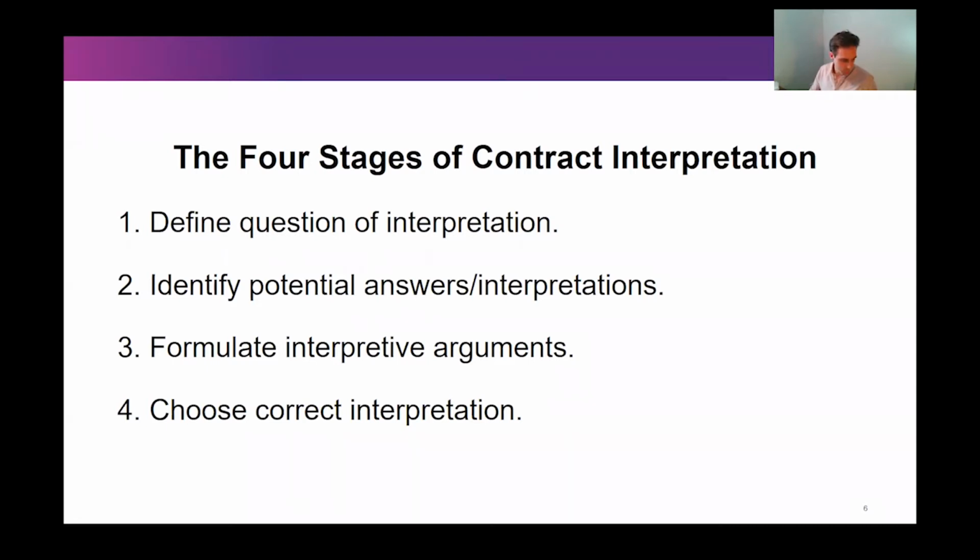4 steps. And the first step is defining the question of interpretation. What is it that you need to figure out about the parties' agreement? And that question of interpretation is inevitably defined by the dispute. So the parties have a dispute. The court has to figure out, okay, well, what did you agree on this particular point? And they try to figure out what you agreed on this particular point by choosing the words in the contract? So you need to define the question of interpretation first.